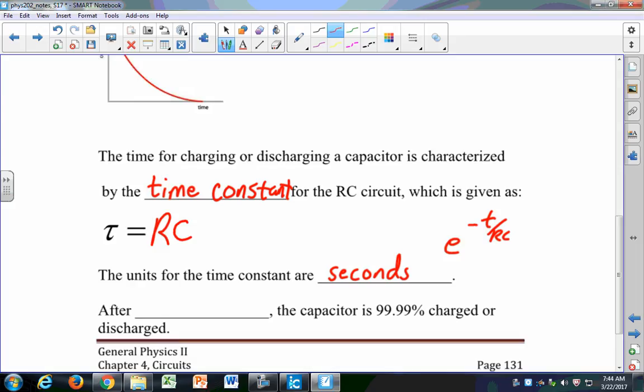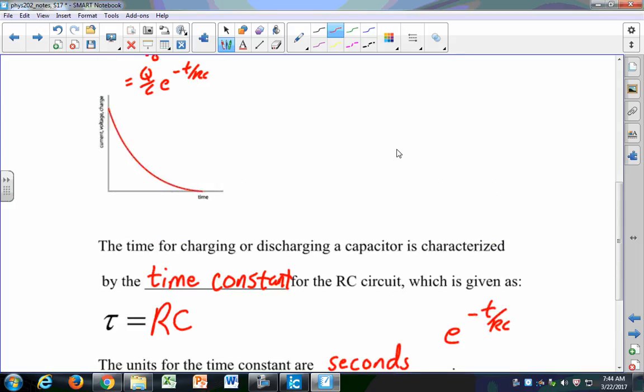So this denominator of the exponent is really just to give you a characteristic time. If I were to look at my graph up here, the time constant is something like right here. It's right about there. So this is about 1 tau, 1 time constant. Okay, y'all clear? The time constant is not the time to charge or discharge.